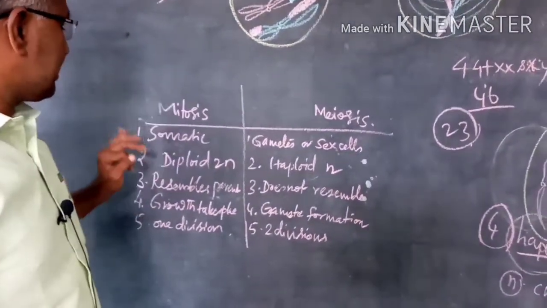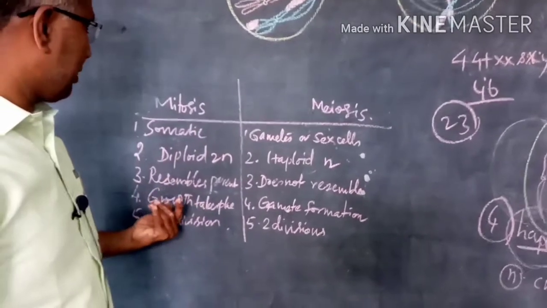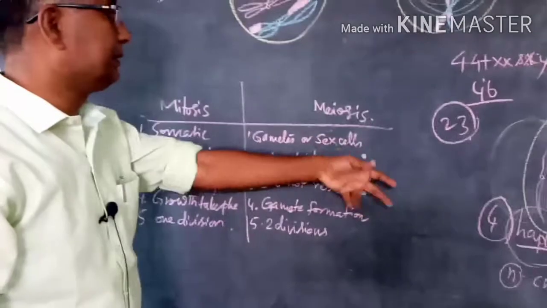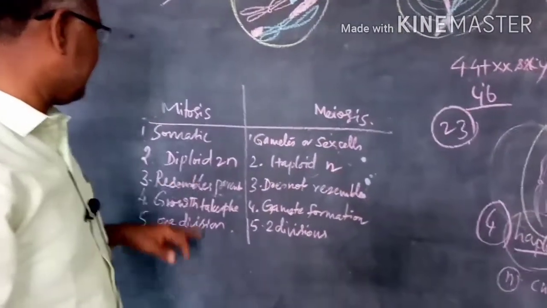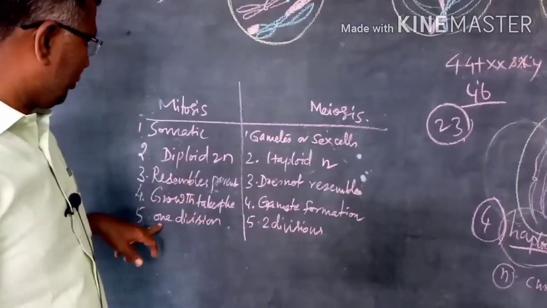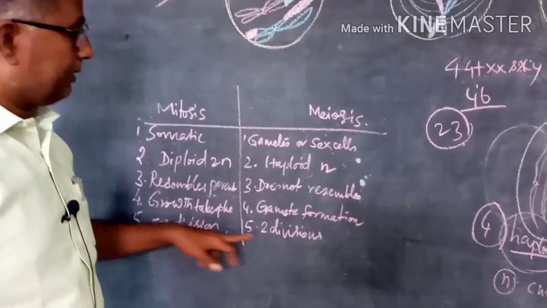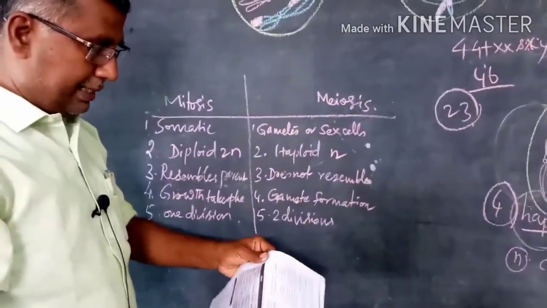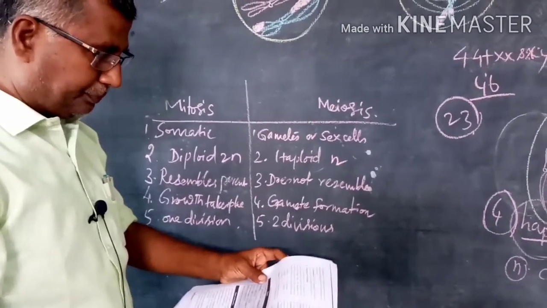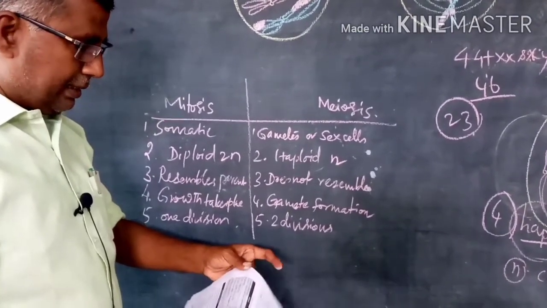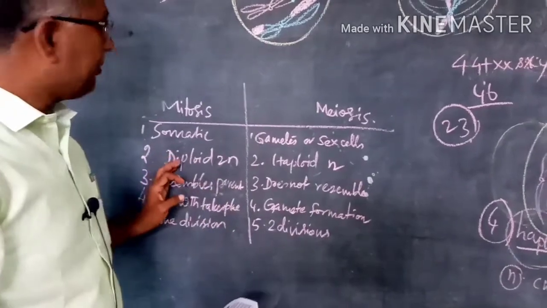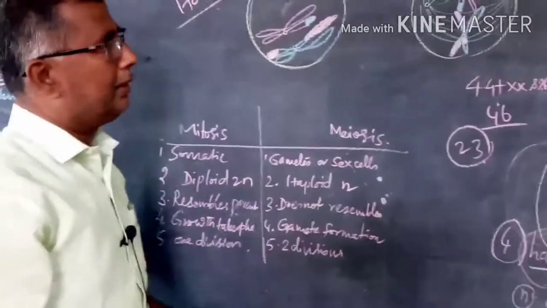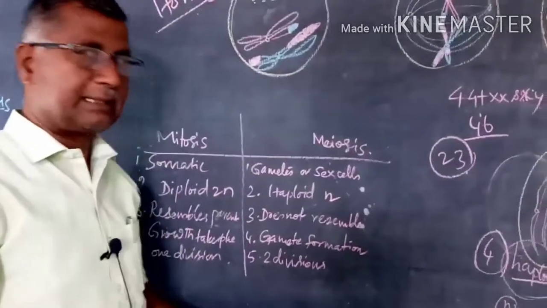After mitosis, growth takes place. After meiosis, gamete formation takes place. In mitotic division, only 1 division takes place. Here 2 divisions, meiosis 1 and meiosis 2, take place. Understand? And identical daughter cells are formed in mitosis. Here the daughter cells are non-identical. Thank you, students. With this, the lesson is over.